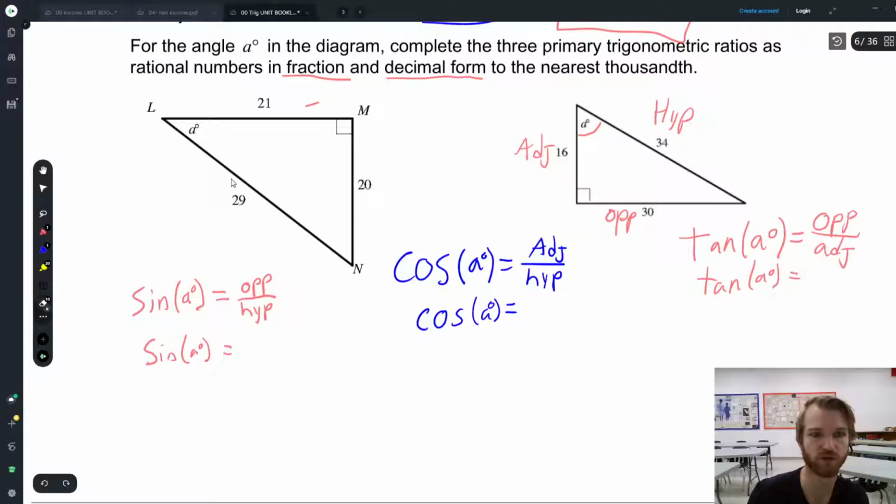So the sine ratio is opposite over hypotenuse. For this triangle, our opposite is 30, and our hypotenuse is 34. So sine is opposite 30 over hypotenuse 34. And we put that into our calculator, and it is 0.88.